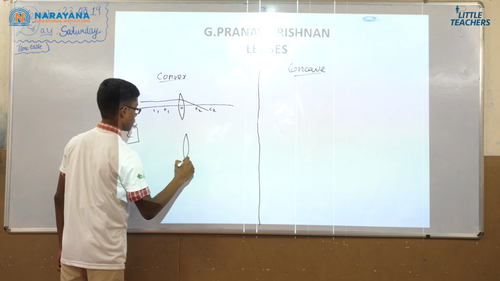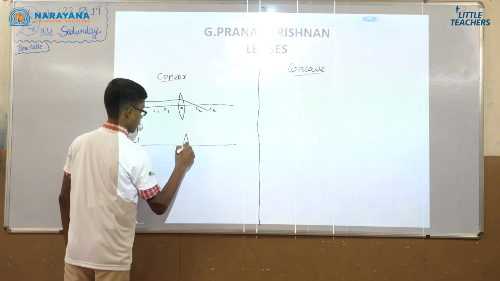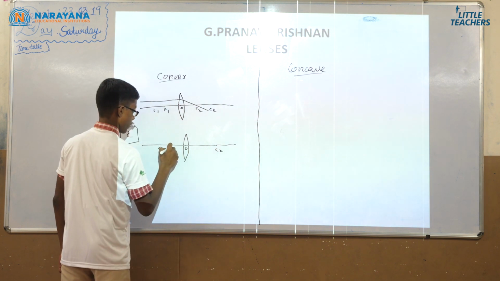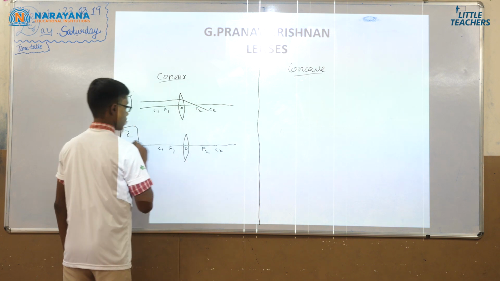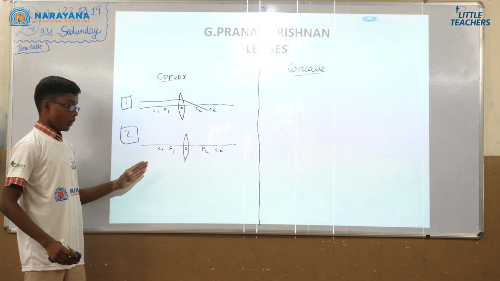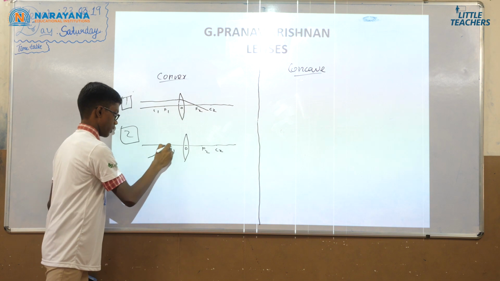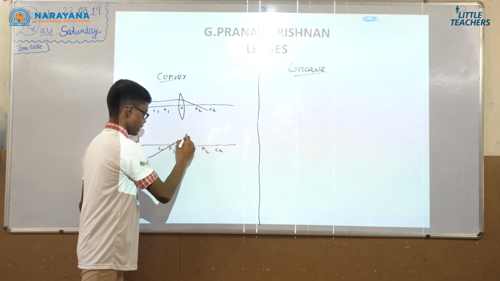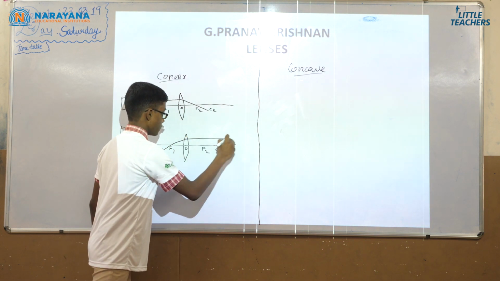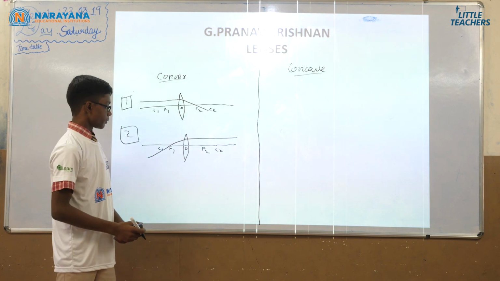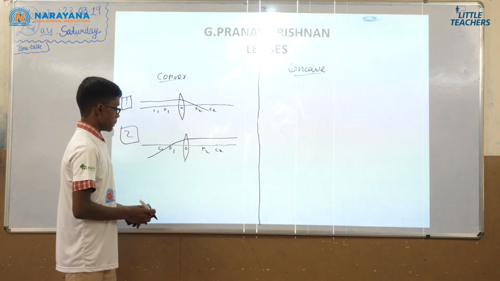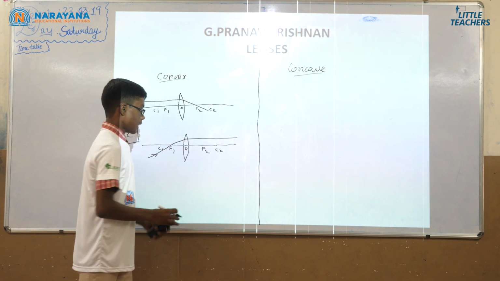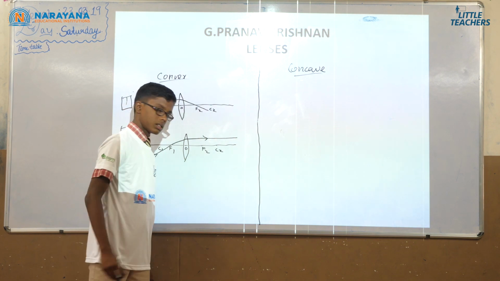Take a lens again, optical center, center of curvature 1, center of curvature 2, focus 1, focus 2. So now let's take a ray which is passing through the focus 1 and getting incident on the lens. After this gets incident on the lens, this ray refracts and goes parallel to the principal axis. So we can say any ray which is passing through the focus and getting incident on the lens refracts and goes parallel to the principal axis.